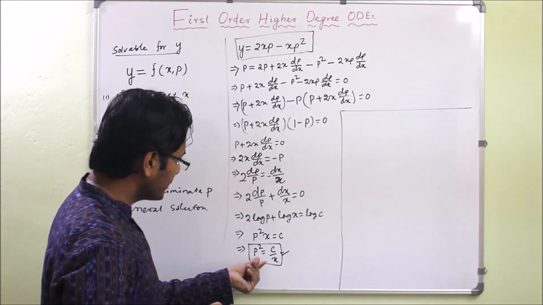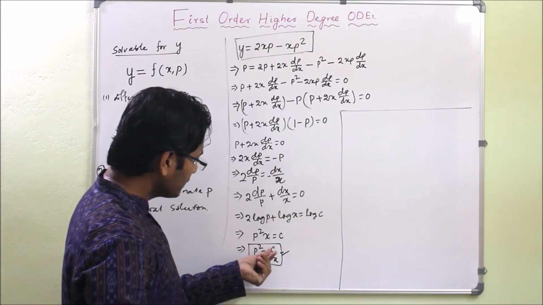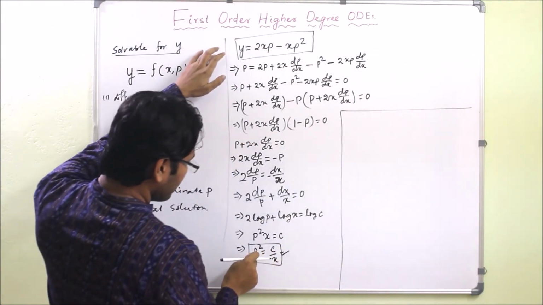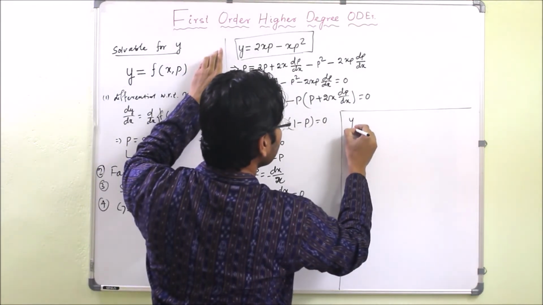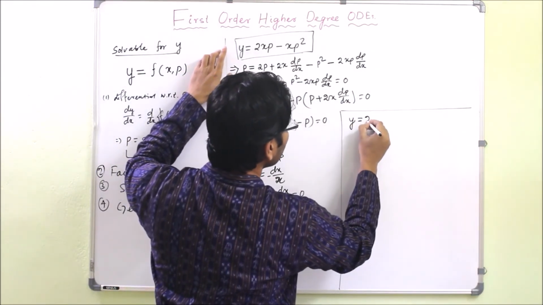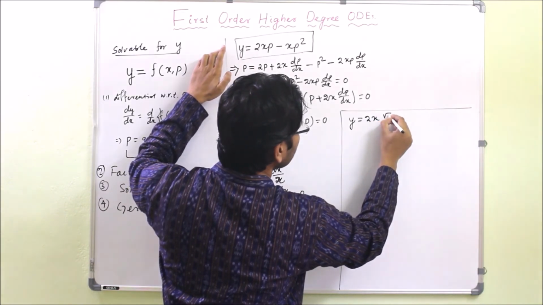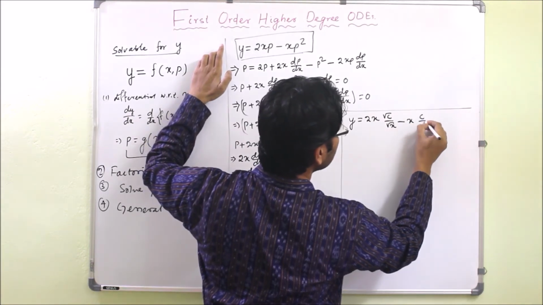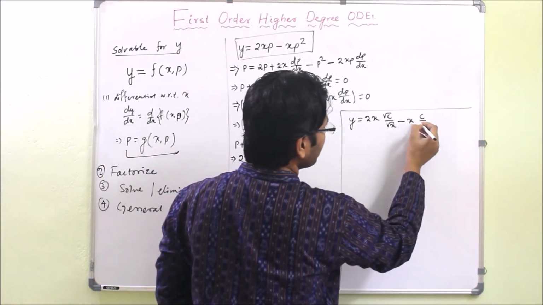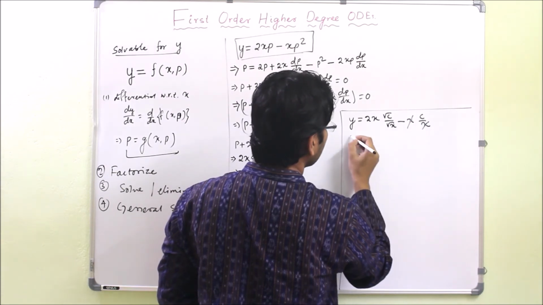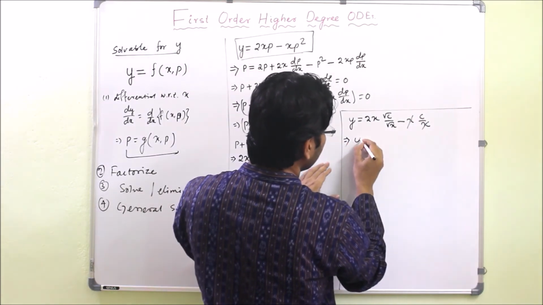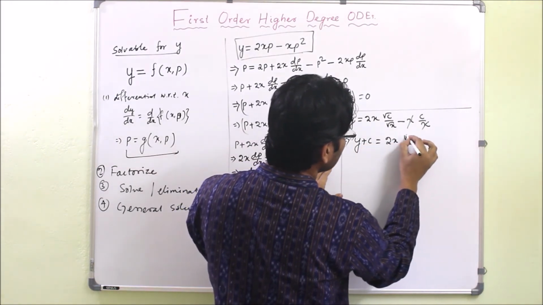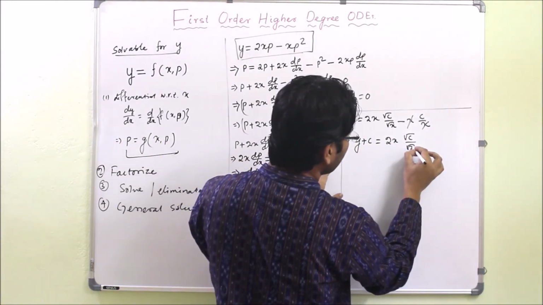Now, p square is this, so p will be the square root of c by x. If I replace this value here, we get y equal to 2x root c by root x minus x into c by x. Here x will be cancelled out. So we can rearrange: y plus c equal to 2x square root c by square root x.